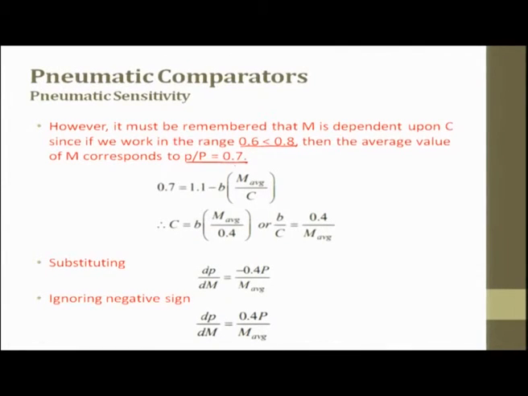Okay, P by P is 0.7. So, P by P is 0.7, 1.1. So, we put back into the equation. We try to get the value for C. So, this is the ratio for BC. Then substituting back into the equation, ignoring the negative terms.